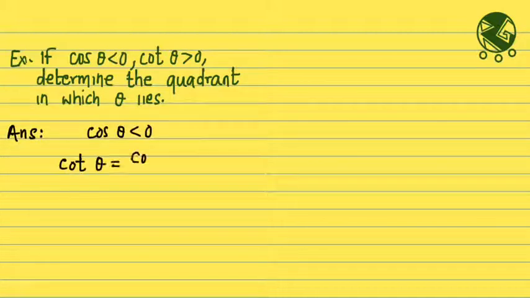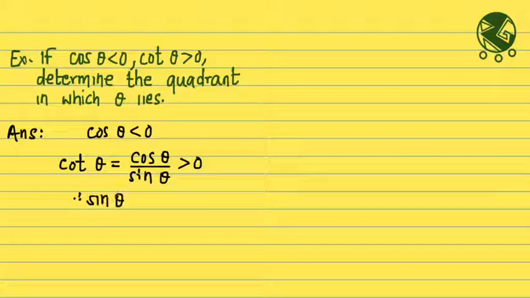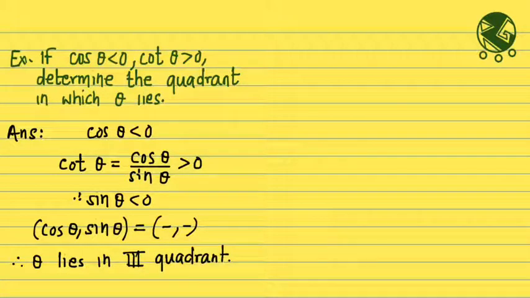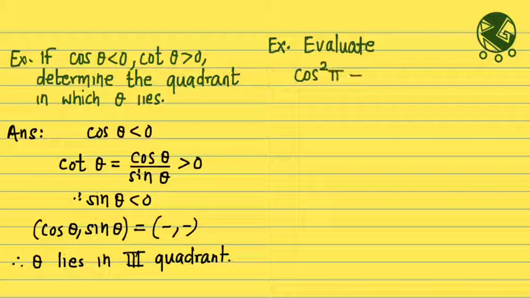Answer. Now cos theta is negative. Now cot theta is equal to cos theta upon sin theta, and cos theta upon sin theta is positive, but cos theta is negative, so sin theta should be negative, right? Because the ratio of the two numbers is positive, but one of them is negative, then the other has to be negative. And now as cos and sin both are negative, minus minus, this belongs to the third quadrant, right? So it belongs to the third quadrant.